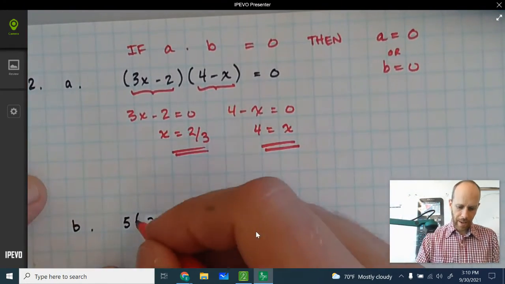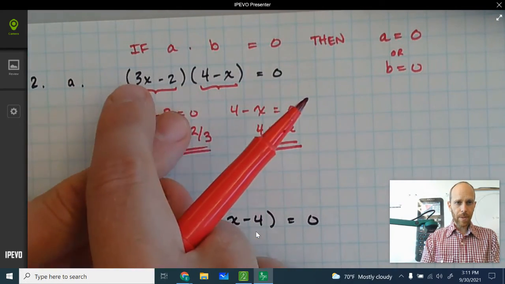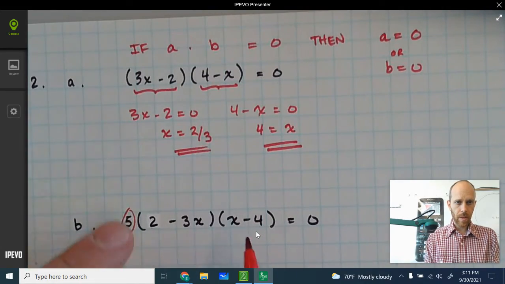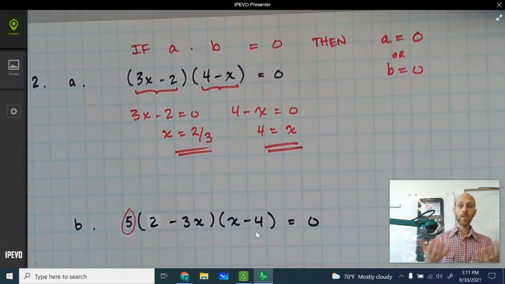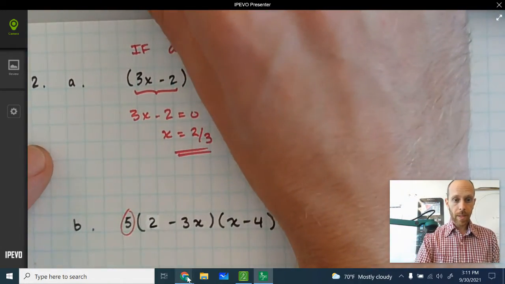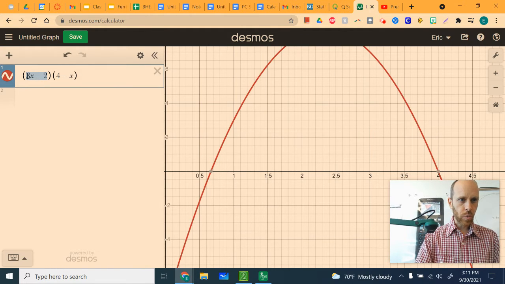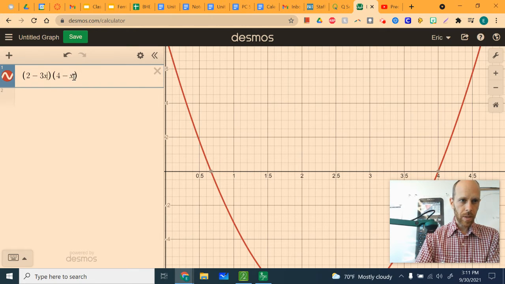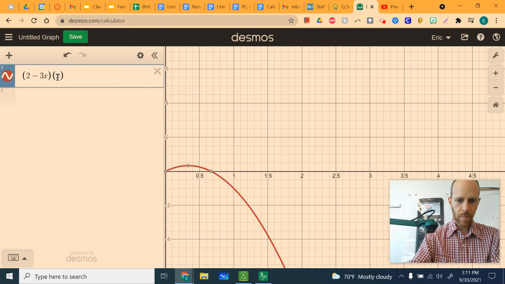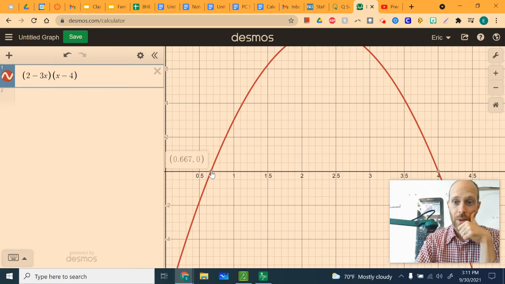The first is I stuck a 5 in front of it. And the other thing is that I swapped the two terms, like this and this. See how I switched the 3x and the 2, and then switched the x and the 4. So the question is, what is that going to do to our solution? Well, let's start by looking at what happens when we switch the order here. So I'm going to change this to 2 minus 3x. And I'm going to switch this to x minus 4. Okay. Well, it turns out that we still end up with zeros in the exact same two spots.